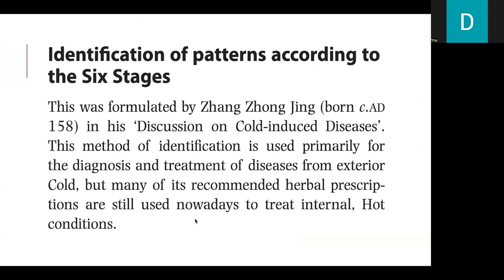Identification of patterns according to the 6 stages. This was formulated by Chang Chong-Ching in his discussion on cold-induced diseases. This method of identification is used primarily for the diagnosis and treatment of diseases from exterior cold, but many of its recommended herbal prescriptions are still used nowadays to treat internal hot conditions.